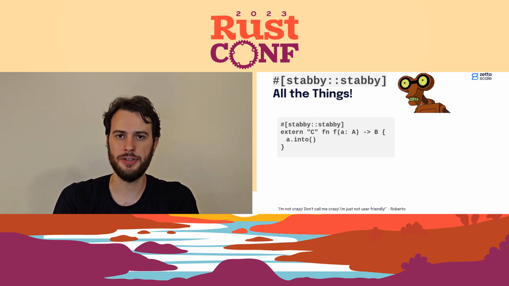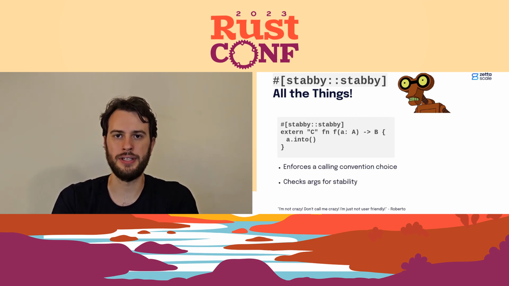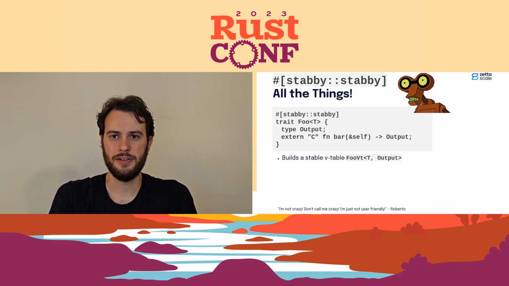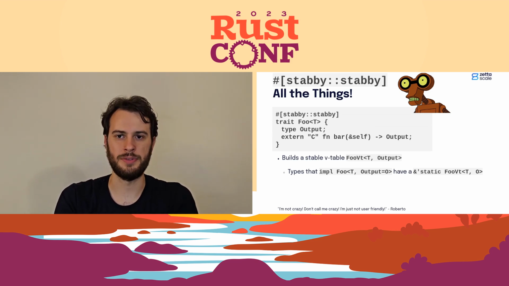If you put it on a function, it's going to force you to pick a calling convention, and it's going to check that all the arguments are indeed stable, because if your arguments aren't stable, your function isn't either. If you put stabby on a trait, well, it's going to give you the same guarantees for your functions, but now it's also going to do a whole lot of stuff. It's going to build a vtable layout for your trait, so that all your types that implement your trait give you a static reference to that vtable layout. That's going to be useful to construct trait objects.